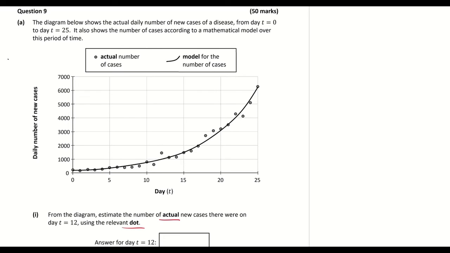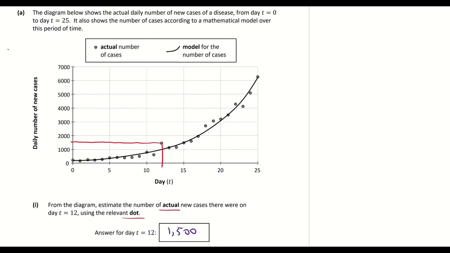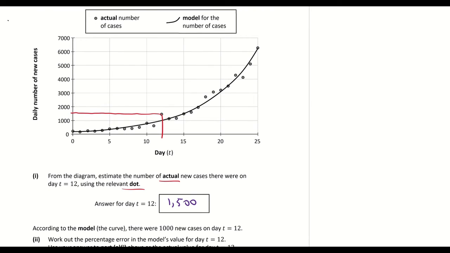So the actual again is the dots on day 12. So day 12, well, if this is 10, 11, 12, 13, 14, 15, so 12 is this one here in red. So bringing this across, it looks somewhere between the 1 and the 2000. So we'd be safe to go 1,500, I would say there. According to the model, which is the curve, there are 1,000 new cases on day 12. So you can see here, the actual being the 1,500 and the model, being the curve, is 1,000.